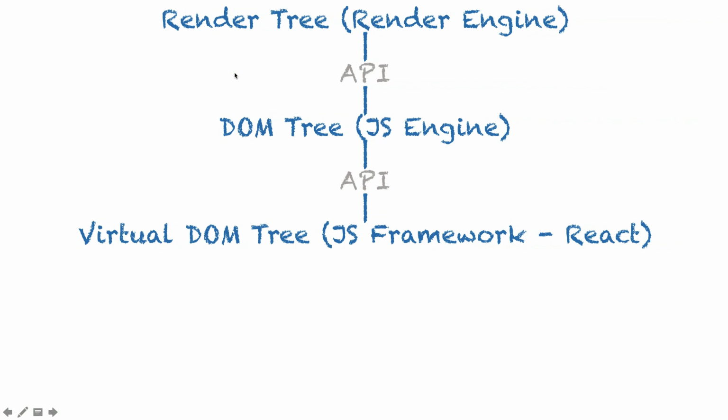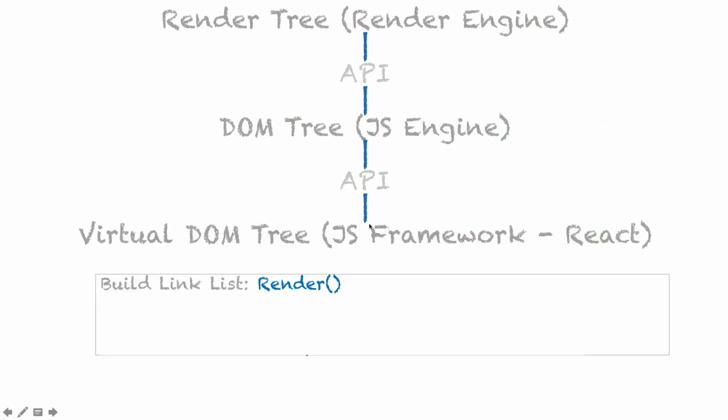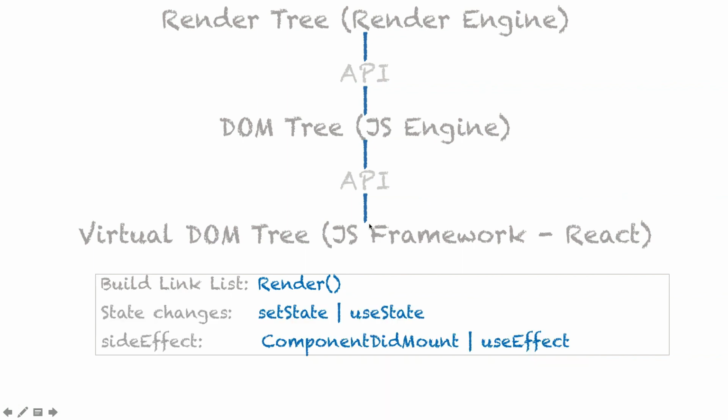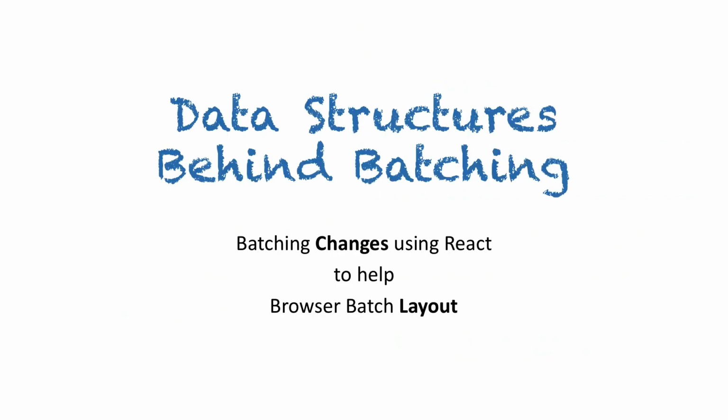So what exactly we are doing here is, the DOM tree communicates with the render tree through the API, and we use getElementById and those kinds of APIs to communicate with the DOM tree. That's what React is doing on behalf of us. Instead, React gives these APIs: render, setState, useState, and componentDidMount, which in hooks is useEffect. Use these to make those changes. So React does this DOM API update for you instead of us doing it. And that's what I mentioned, the data structures behind batching, and this is how React batches changes to help the browser batch layout.